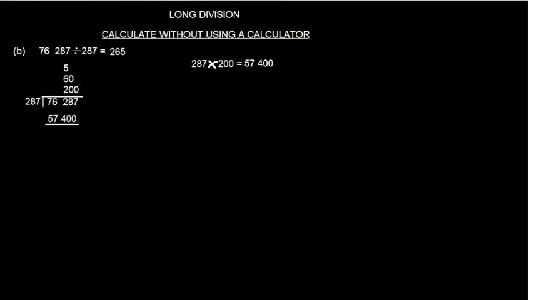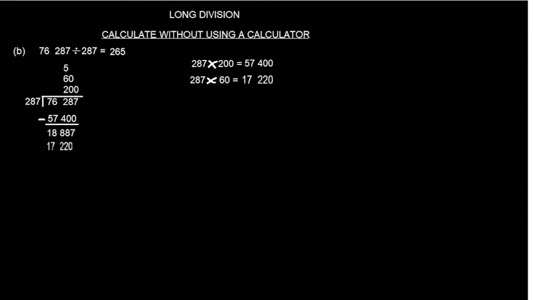Then I'm going to let 57,400 be negative. Then I'm going to subtract from 76,287. And my answer is 18,887. Then I'm going to multiply again. And the answer is equal to 17,220.